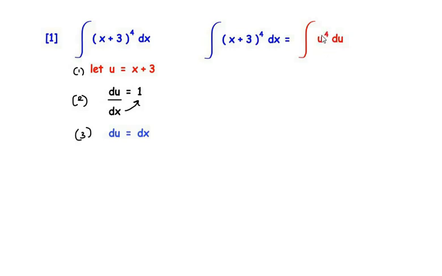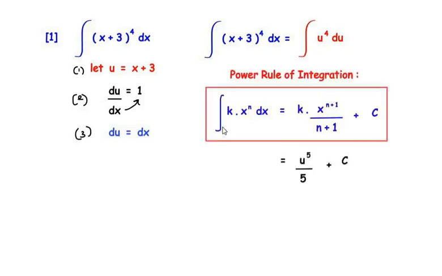Now to integrate u to the power of 4, we have to make use of the power rule of integration, which is integration of k times x to the power of n dx is equal to, now here k represents a constant like 1, 2, 100, 200 and so on. So when we are integrating a constant which is being multiplied with x to the power of n, the k comes out, times x to the power of, now this power n increases by 1, giving us x to the power of n plus 1, and the same power comes to the denominator, giving us x to the power of n plus 1 over n plus 1.